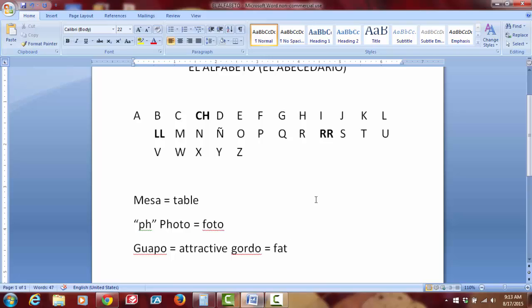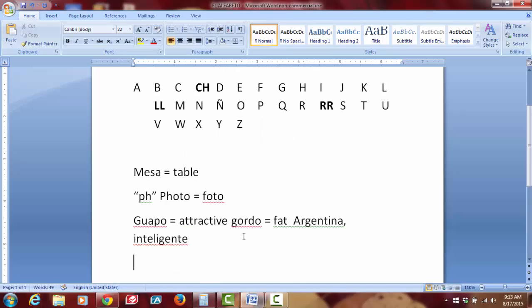like a cerdo gordo. But it also has a soft sound. Now it's not the same. It's not a j, it's an h, like in the word Argentina. Argentina is not pronounced with a j, okay? In Spanish, it's an h sound. Another example would be the word inteligente, soft.